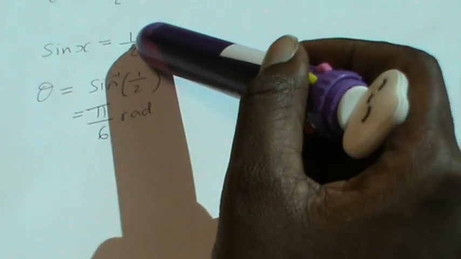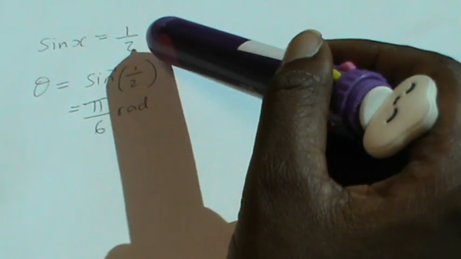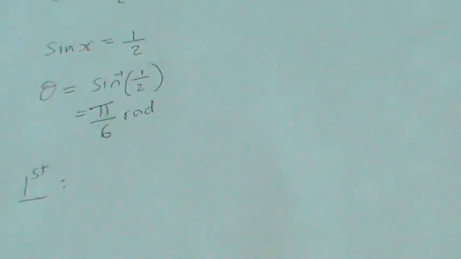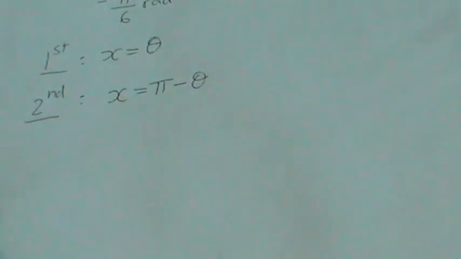Now that I know what my reference angle is, I need to look at my quadrants. This value here is positive, so I ask myself, in what quadrants is sine positive? It is positive in the first quadrant, where all the trigonometric ratios are positive, and it is also positive in the second quadrant, where only sine is positive. Now we need to remember what x is depending on the reference angle and the quadrant.